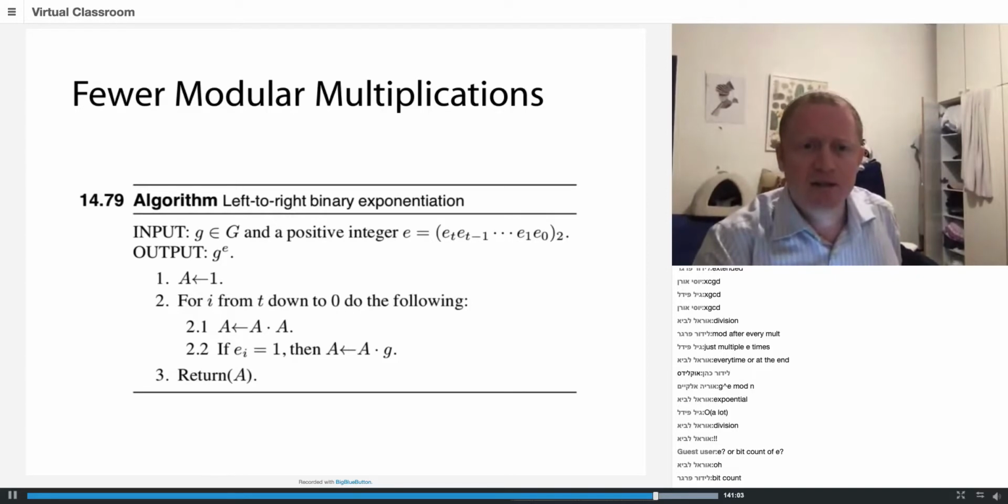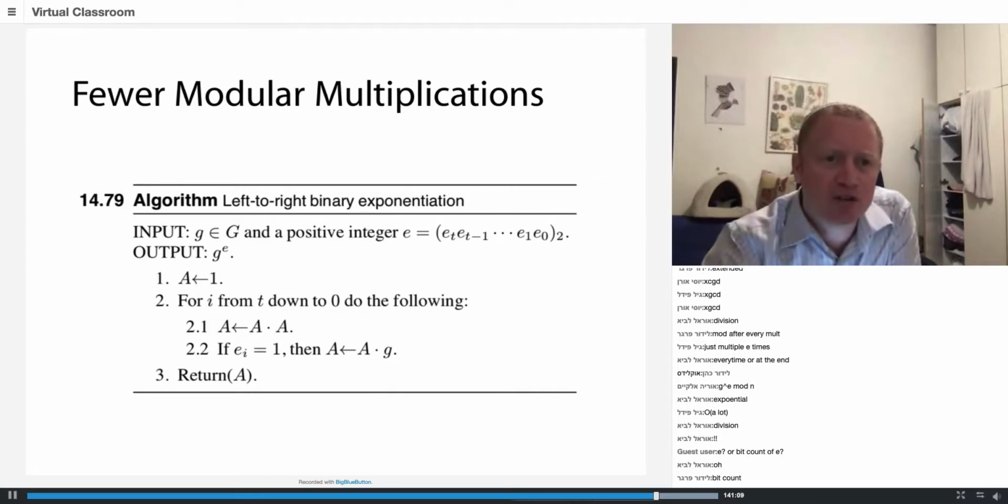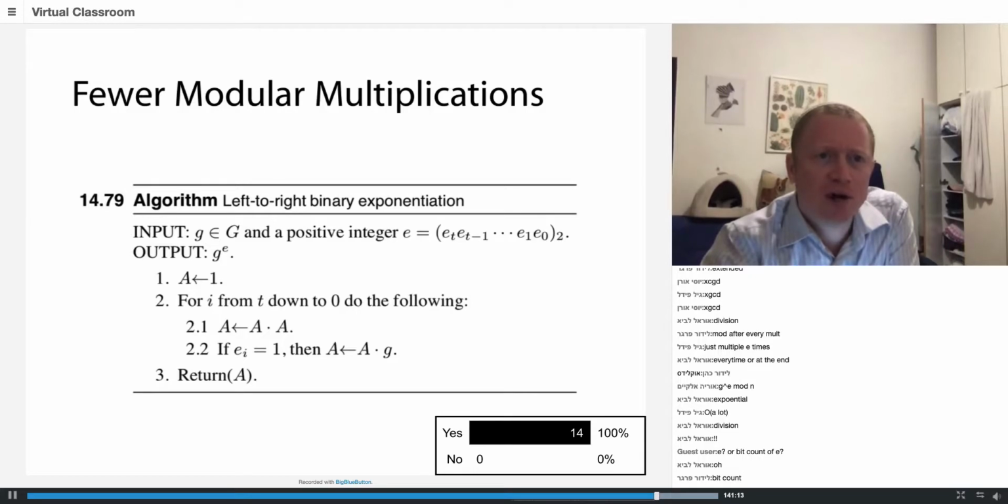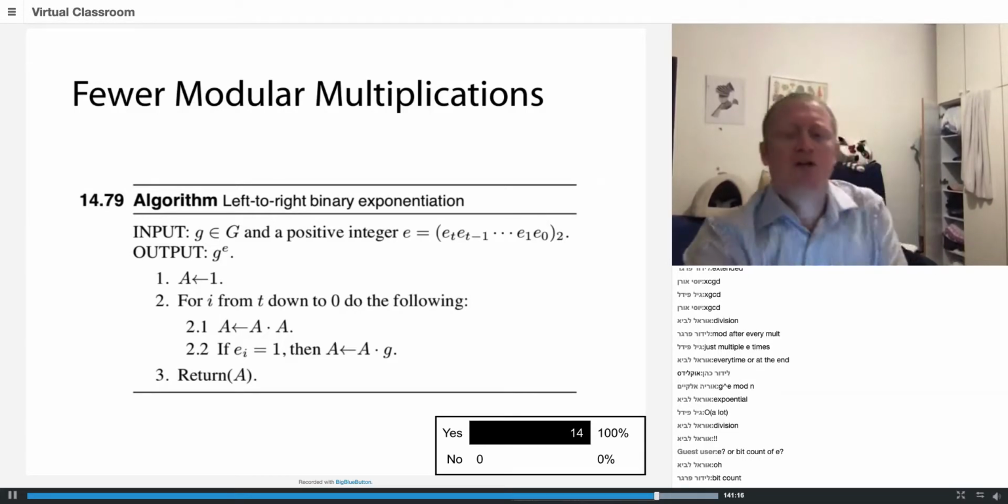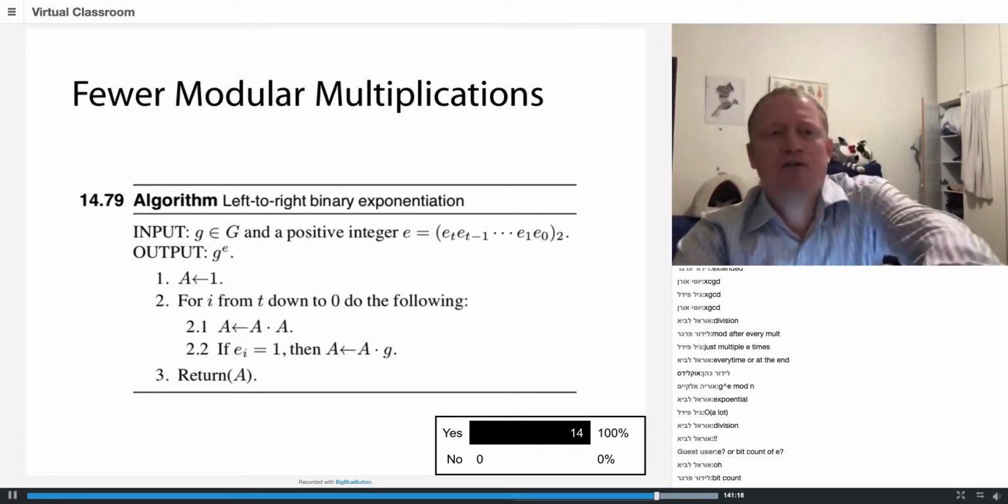Everybody see the public chat? Because I'm on the shared notes now. Can everybody see the shared notes? Okay, great. Fine.